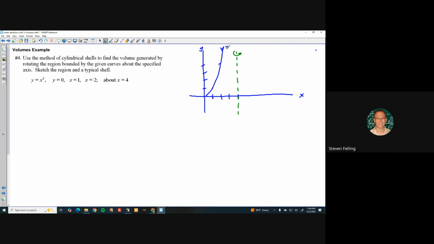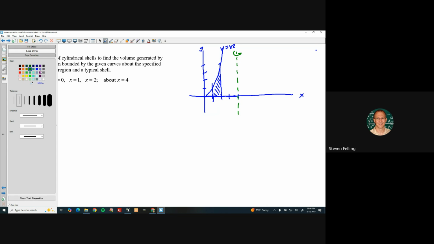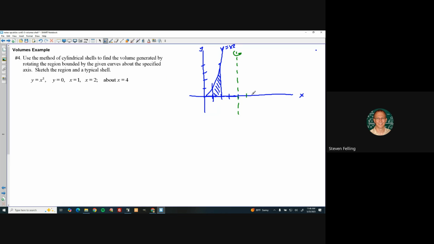This is y equals square root of x. Y equals 0. X equals 1. X equals 2. Those are vertical lines. So this is the region. Okay. But we're rotating it around x equals 4. So if I wanted to do the rotation, there would be another chunk over here like this. That's looking like this. So this is the shape we're doing here.